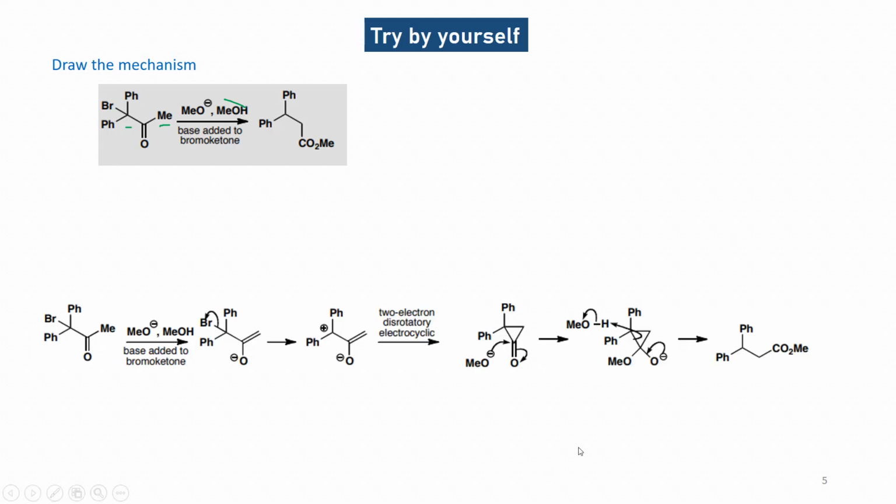Moving on to today's session, I gave one problem to solve by yourself, so let's try to solve that one. Here will be the solution, where they have given this alpha bromoketone and this methoxide base under methanol condition, and they got this one as their product. How does this reaction take place?